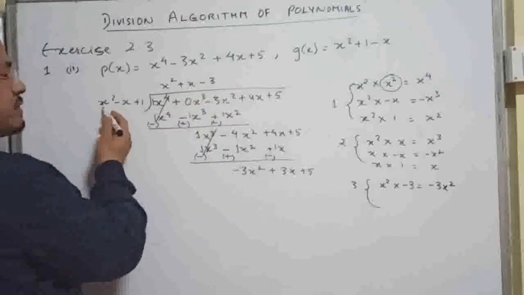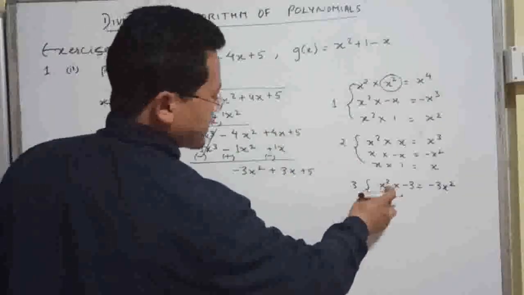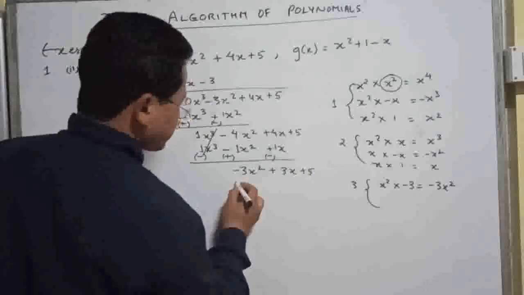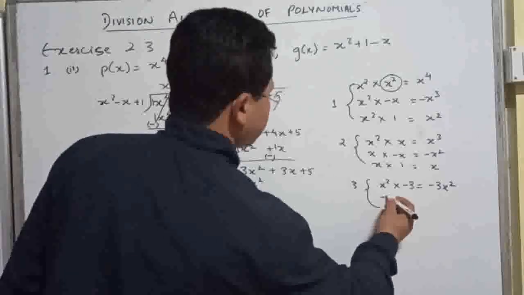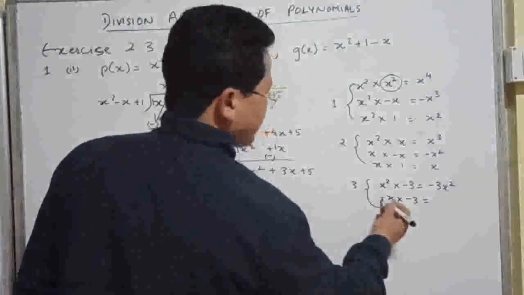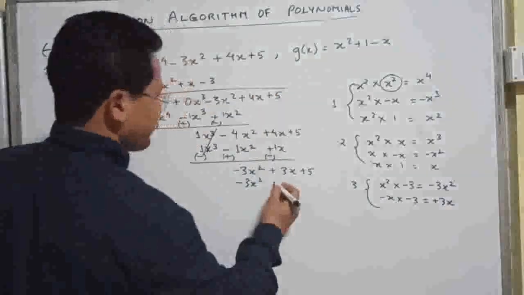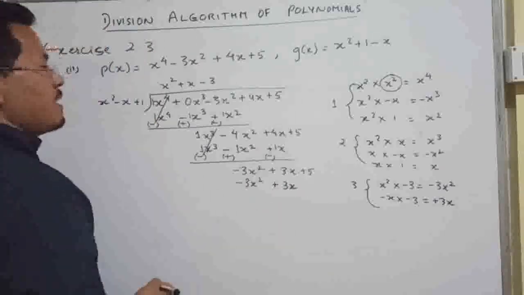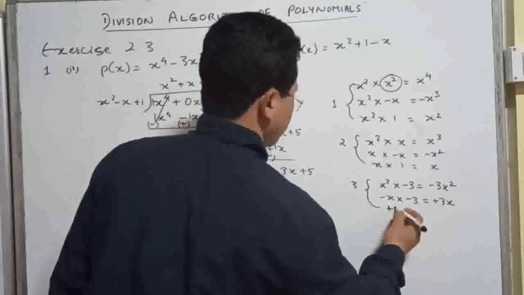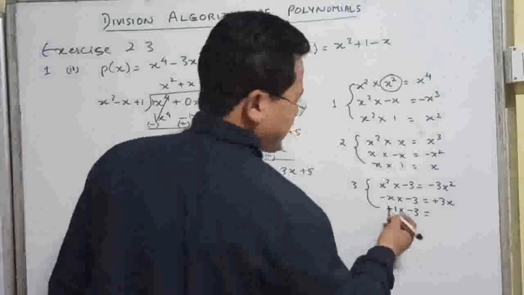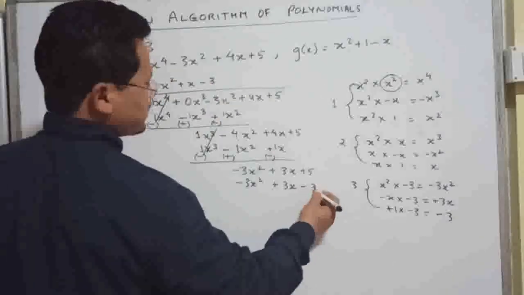Minus 3 cannot just multiply the first one, it needs to multiply the second and the third. So we get the first one, x square into minus 3 is minus 3x square. Here in the second one, minus x into minus 3. Minus into minus becomes plus, x into 3 becomes 3x. So we have plus 3x. Now we are left with the last one, a constant term and a constant term. So we have plus 1 into minus 3. So minus plus is minus, 3 into 1 is 3. So we have minus 3.